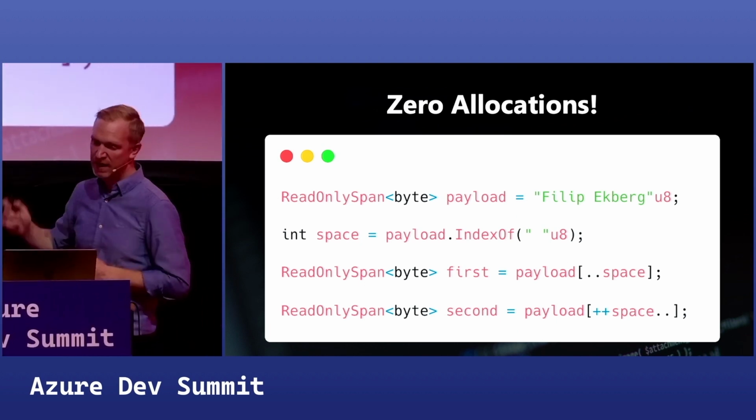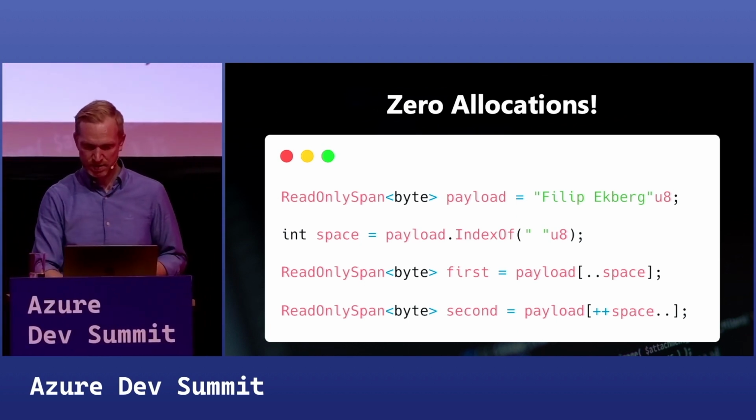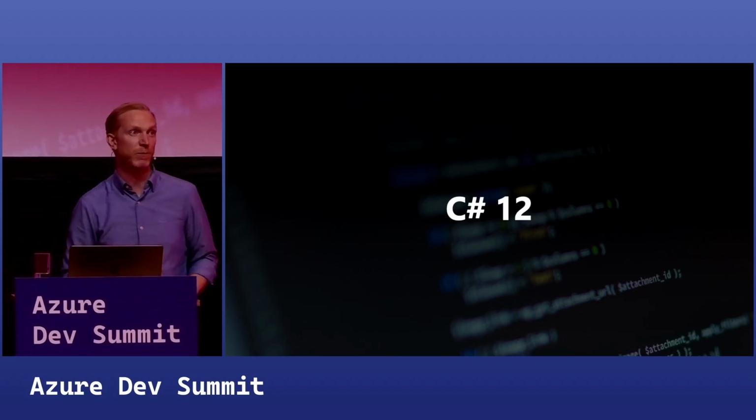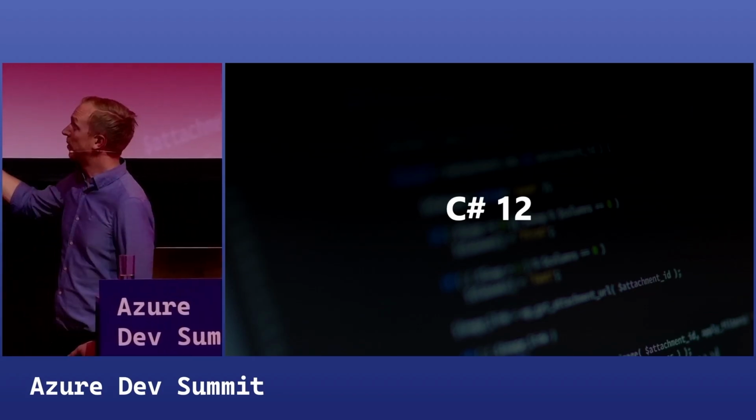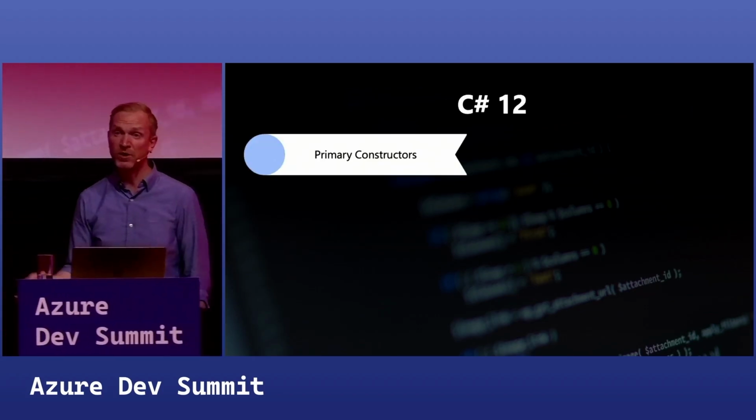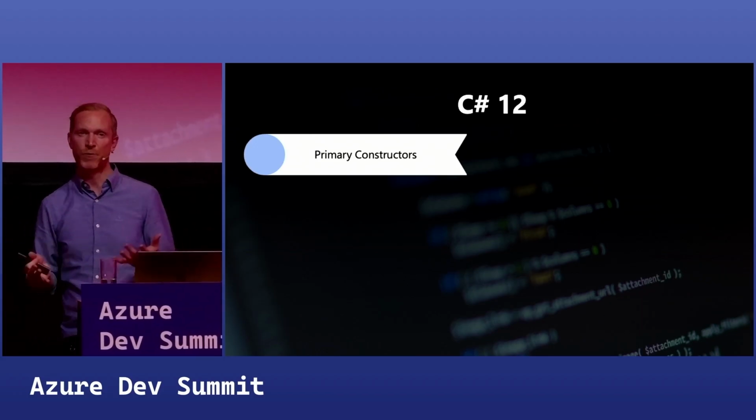All right, so now let's talk a little bit about C# 12. In C# 12, they introduced primary constructors, same concept as with record types.